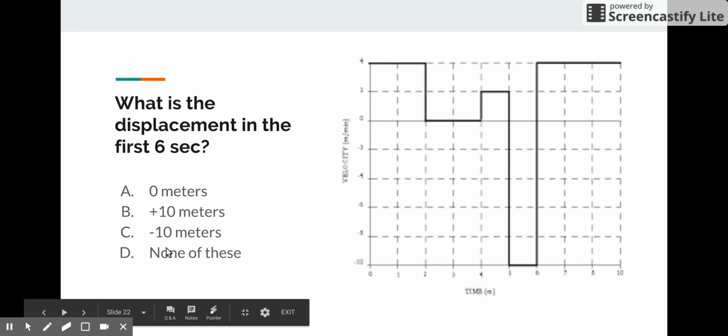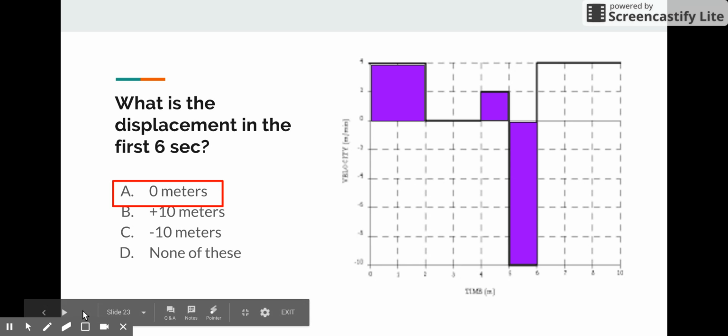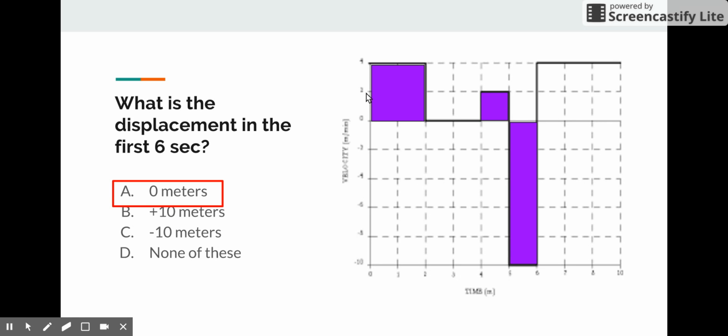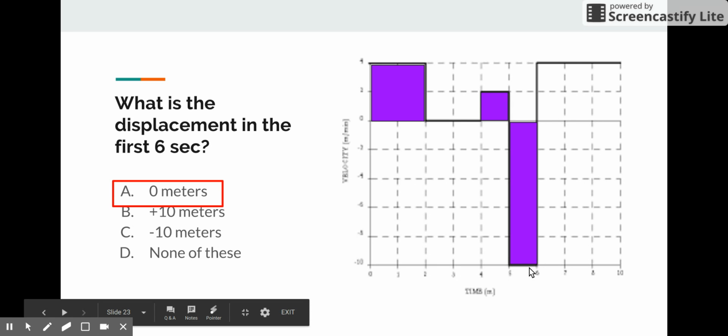What is the displacement in the first 6 seconds? Same method. Notice here we would get positive areas when the velocity is positive. So we'd get positive 8, positive 2. Then in this section, this 1 second moving at negative 10 meters per second, this area would be negative 10. So this is 10 meters forward, 10 meters backwards, which would lead to an overall displacement of 0.